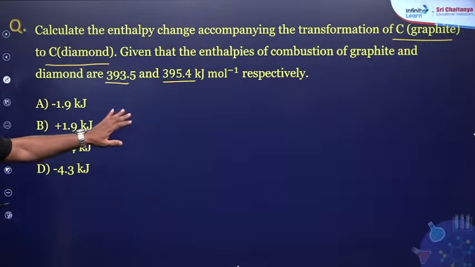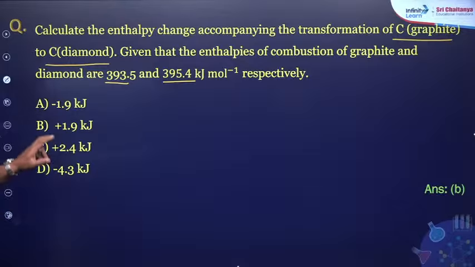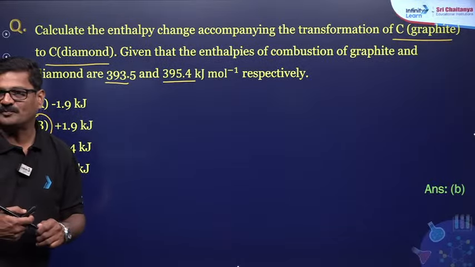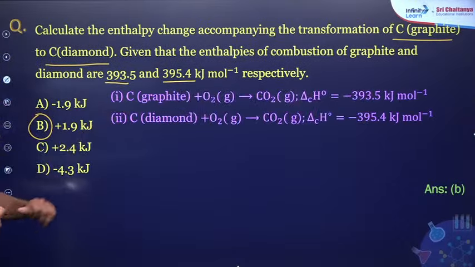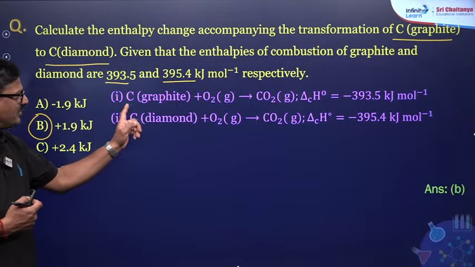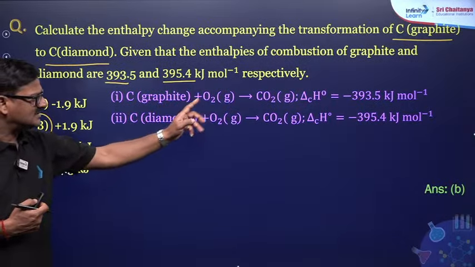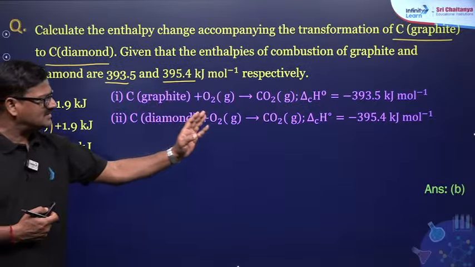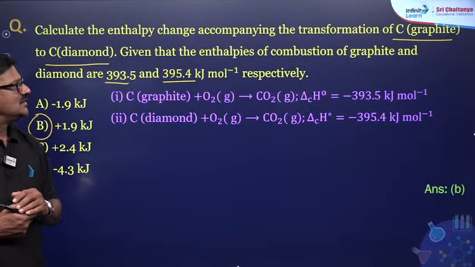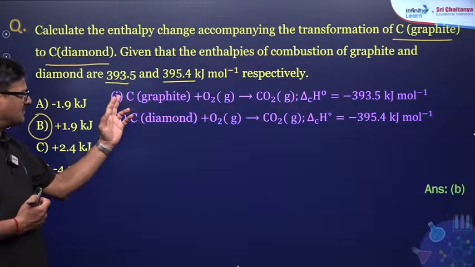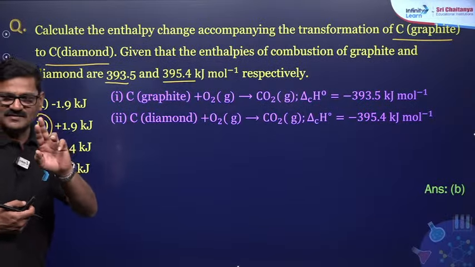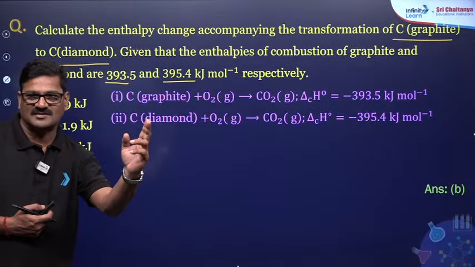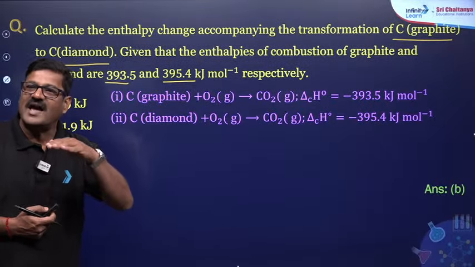Okay, we'll see what exactly it is given here. Answer is B, of course. Let us see how this can be. Here, first of all, the enthalpy of combustion of graphite is given as 393, and the enthalpy of combustion of diamond is given as 395. If we want to change graphite to diamond, reverse the second equation so that diamond becomes a product and graphite becomes a reactant, then add them.